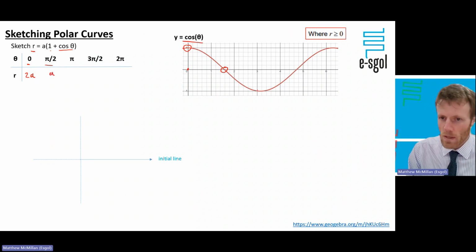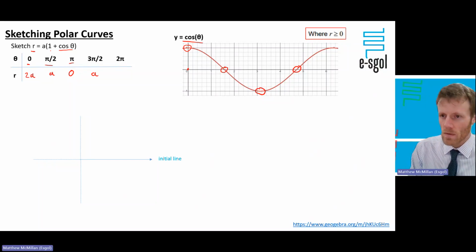The next point of interest on my cosine graph looks like it's down here. That's where our angle equals pi. So I put pi into the cosine graph and I've got -1. 1 add -1 is 0, times by A is still 0. And so you can see how I'm putting in this next point. That's going to give us an A coming out.